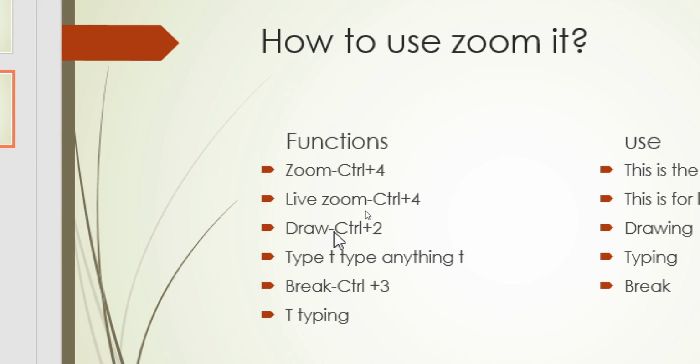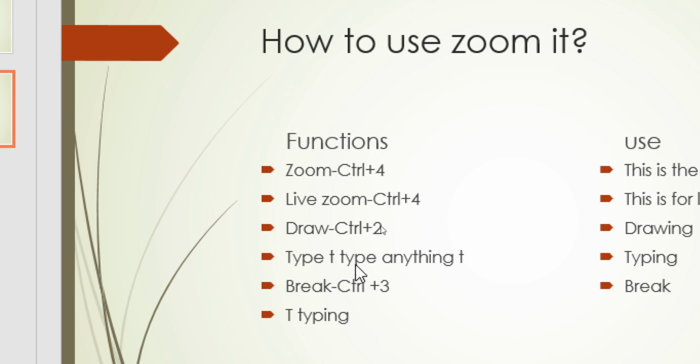Then the second key, to draw, is Control plus 2. I am going to use Control plus 2. Here my pointer has now become a drawing pointer. So I can draw anything using this pointer now. If you want to erase this drawing, you can use the Escape key.